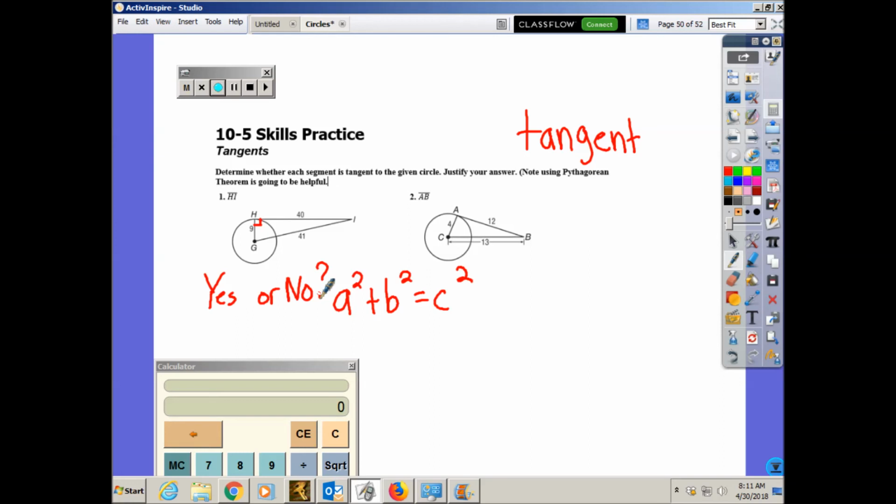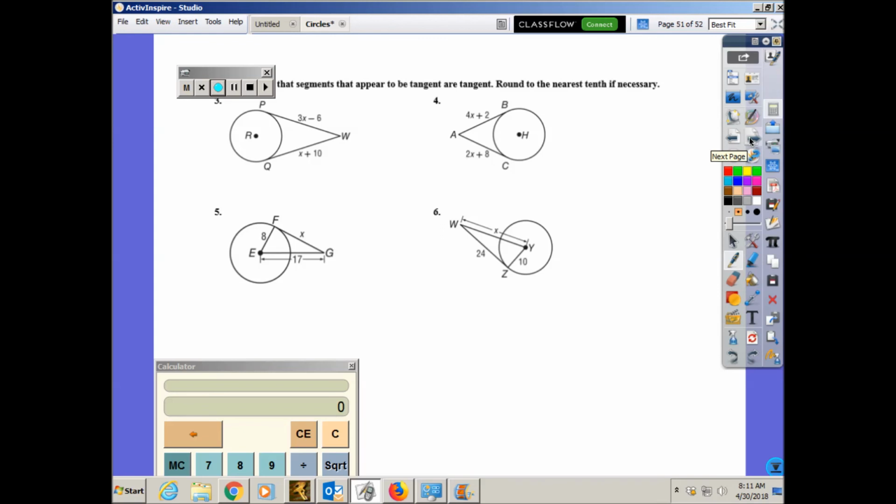Question number 2. Is AB tangent? Yes or no? For these problems, they say assume that everything that appears to be tangent are tangent. Round to the nearest tenth if necessary. So for 3, we're finding x. What is x?